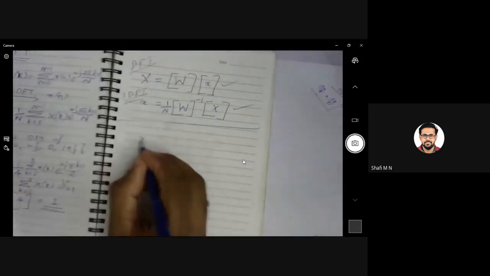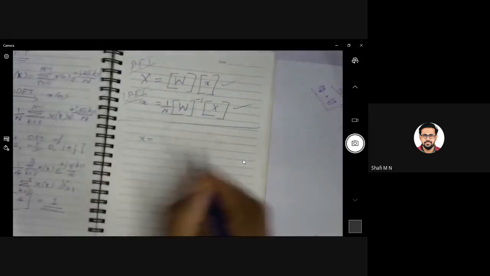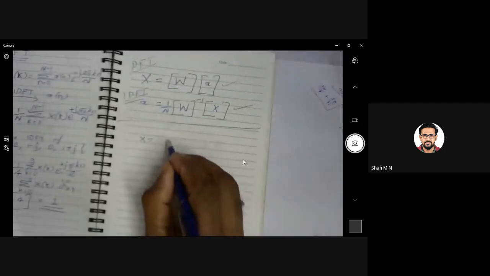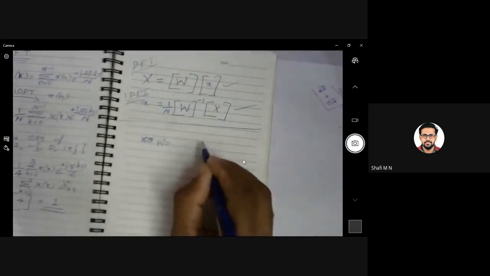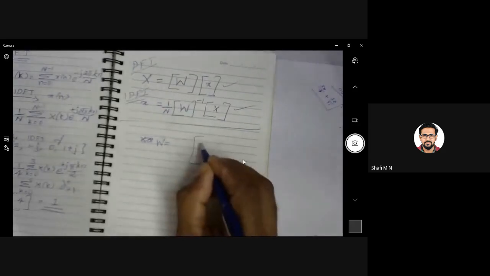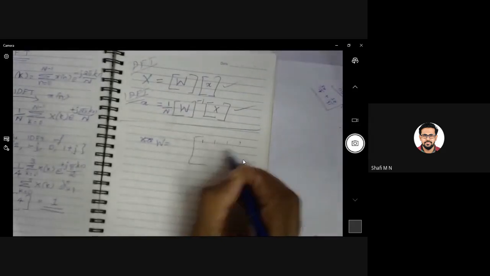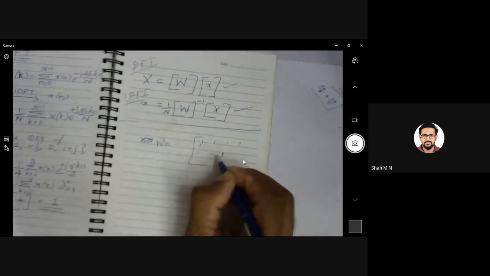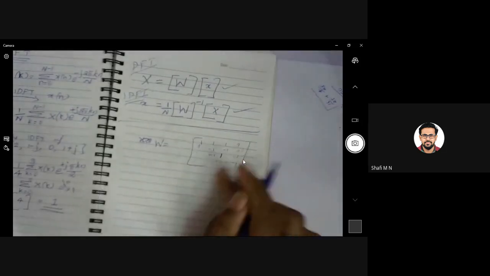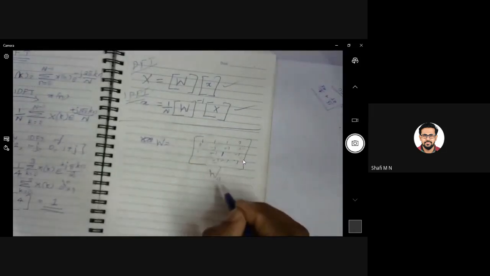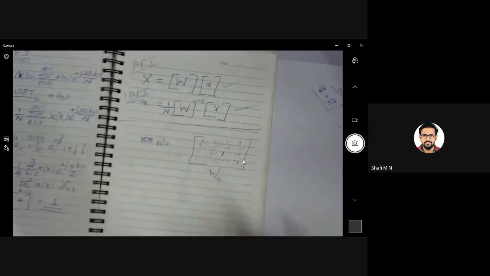Is it clear? But when you Google the equation, your W will be different. They might have defined the W matrix differently. What was our W matrix? It was 1, 1, 1, 1, then 1, minus j, minus 1, plus j, and so on. This was your W matrix, a 4x4 matrix, to calculate the 4-point DFT.